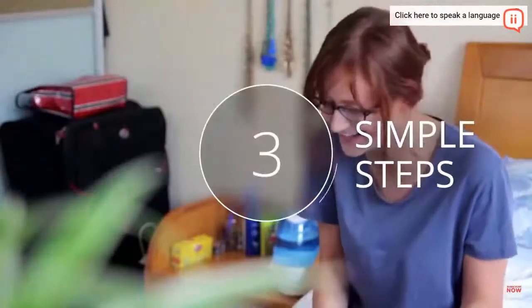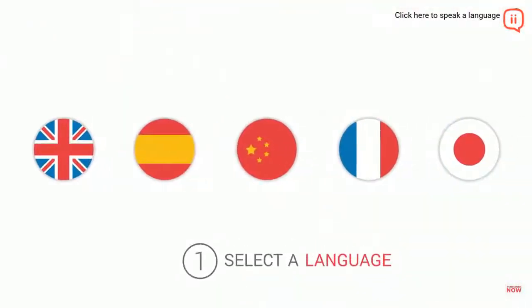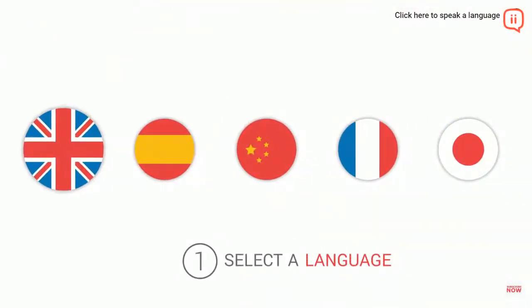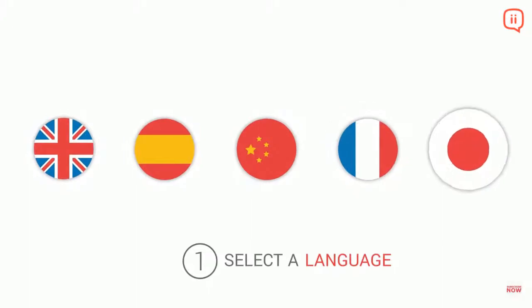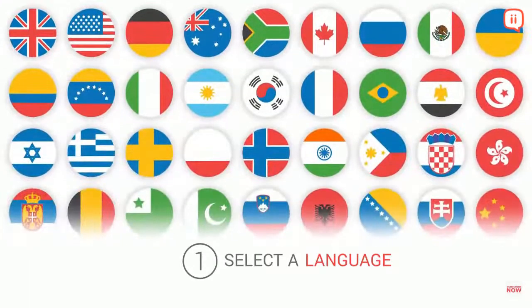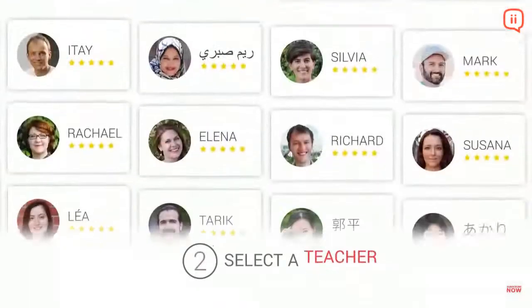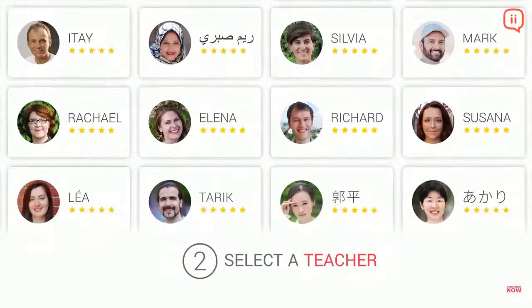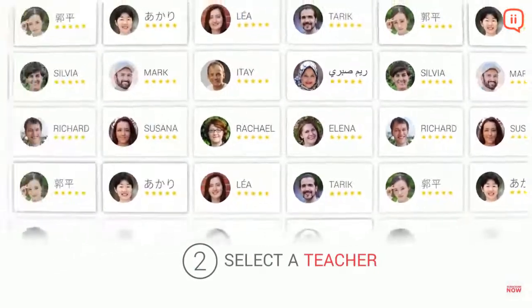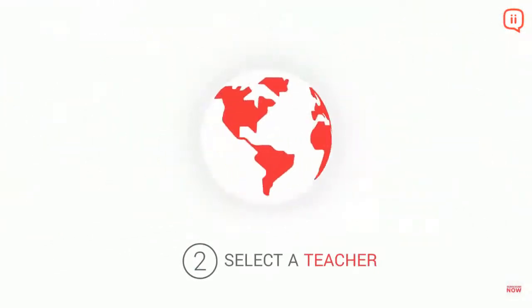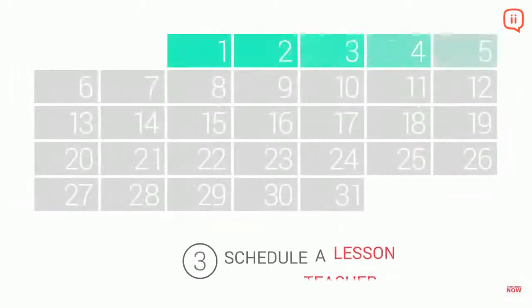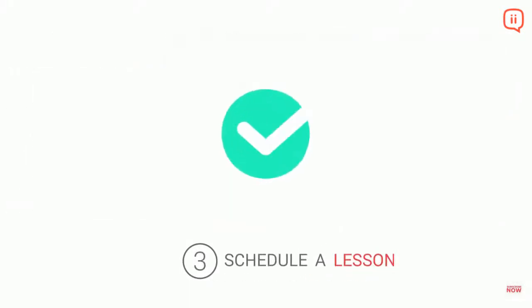Just follow these 3 simple steps. 1. Select the language. English, Spanish, Chinese, French, Japanese. italki has teachers for every language. 2. Select the teacher. With italki, you can choose from thousands of experienced teachers from all over the world. And 3. Schedule a lesson.